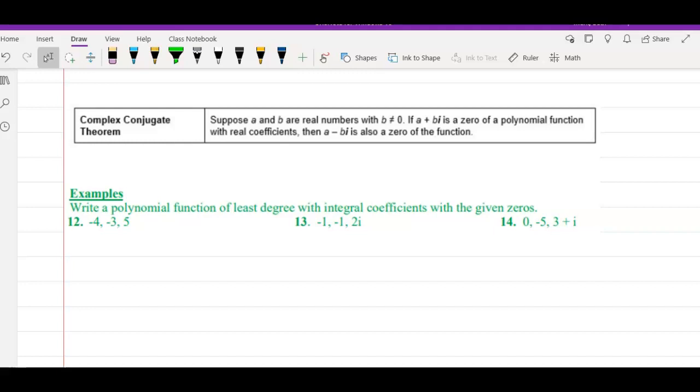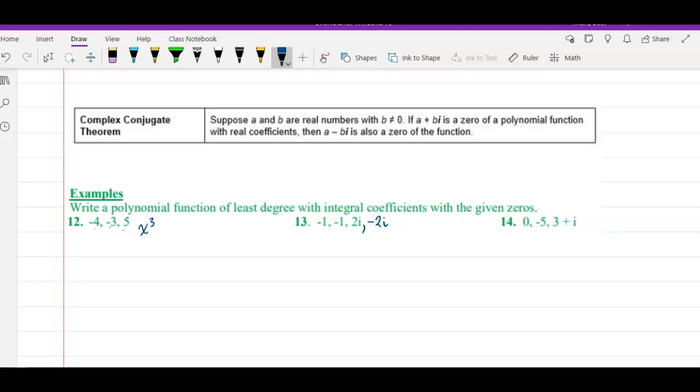You're never going to have 2i as a root if his little partner, negative 2i, isn't right along with it. You might have 5 without having negative 5, but that's because 5 is a real number. If you have an imaginary or a complex number, you're always going to have the conjugate along with it. So if we're trying to write a polynomial function of least degree, this one is going to at least be x cubed because there are 1, 2, 3 zeros, 3 roots that were given.